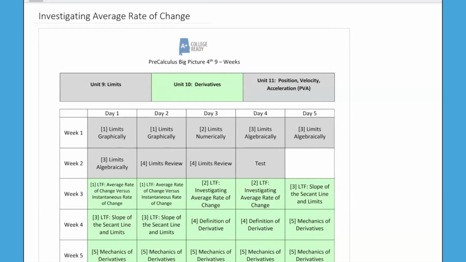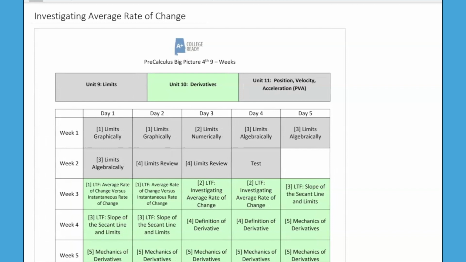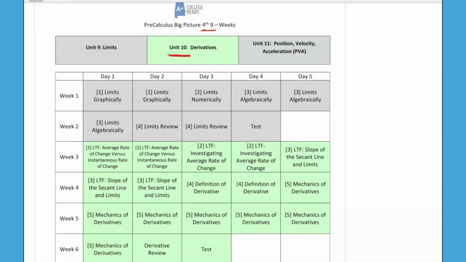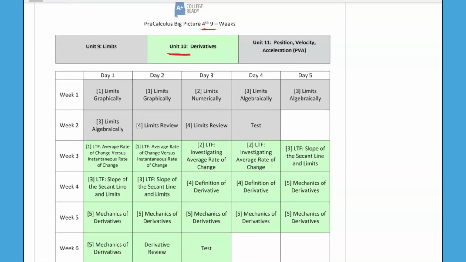In this video, we're going to look at investigating average rate of change. This particular lesson happens to be in the 10th unit of pre-calculus. So at the end of the year, we're now into the fourth 9 weeks and nearing the end. And this particular lesson on investigating average rate of change is actually the second one in the unit.